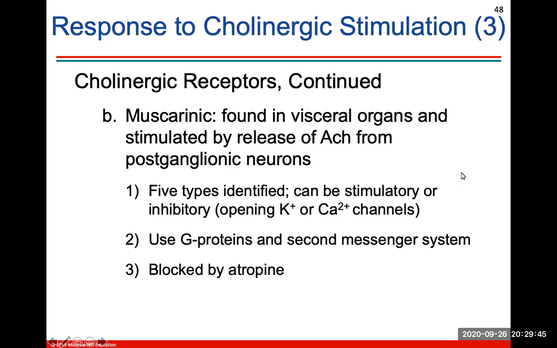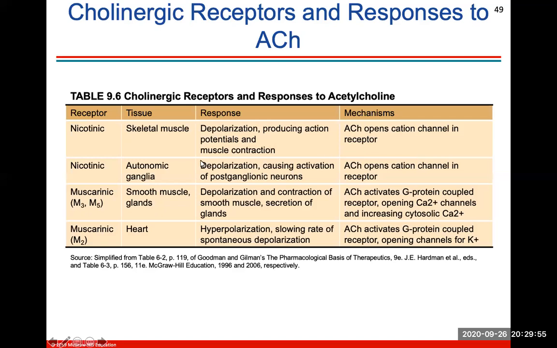These are more cholinergic receptors. Continued, muscarinic are found in visceral organs and are stimulated by the release of acetylcholine. And this is just a general kind of what the type of receptor is, where it's found, and the response and mechanism. So you guys need to have a general understanding of these receptors, but not a lot of details.